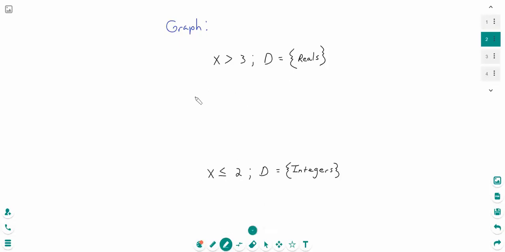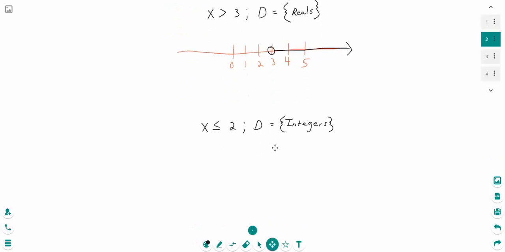To work this problem, we're just going to draw our number line, maybe throw in a 0, a 1, a 2, a 3, a 4, a 5. And x is greater than 3, so x cannot be equal to 3. x has to be greater than 3. So this is going to be a hollow circle, and since it's greater than 3, it's going forever in this direction. It's all real numbers. So that's all we need to do. It's the same that we've been doing all along.